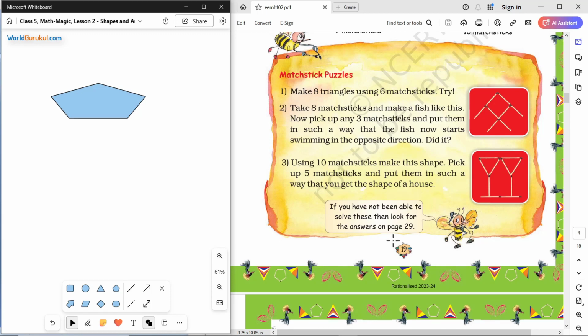6, 7, like that. Friends, play like this. You take some 10 sticks and make the maximum number of shapes that are possible. And whoever makes the most is the winner.